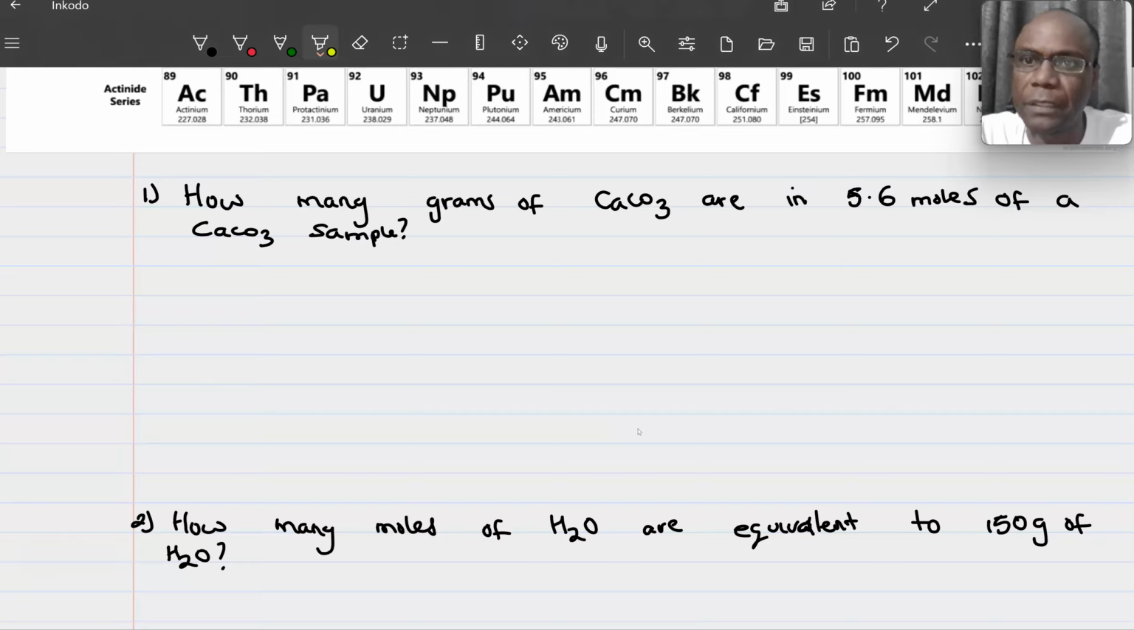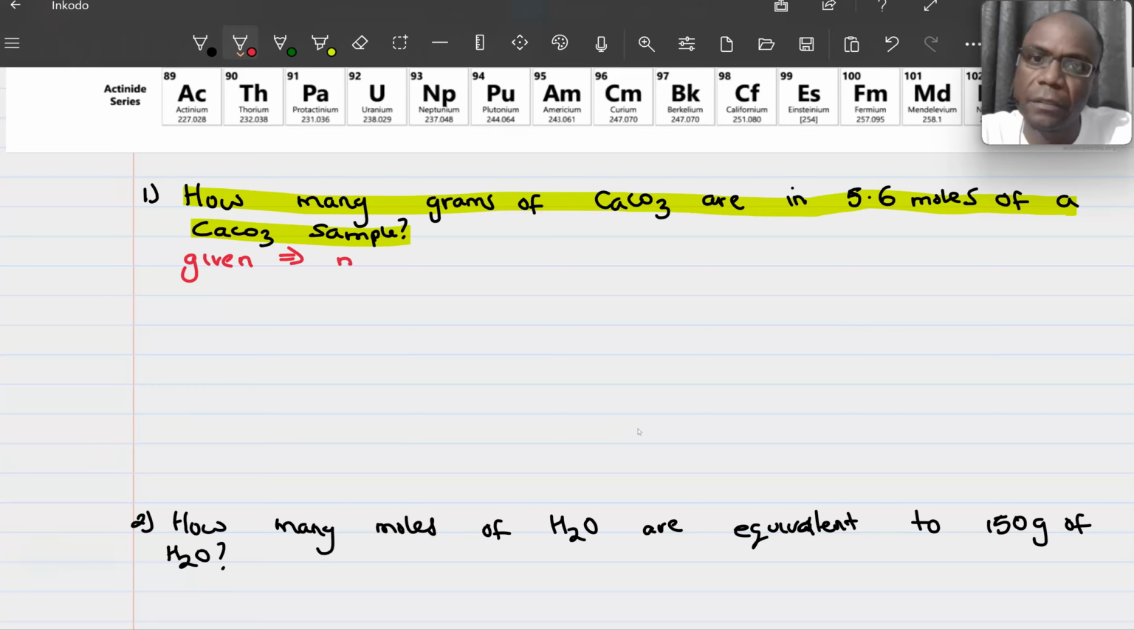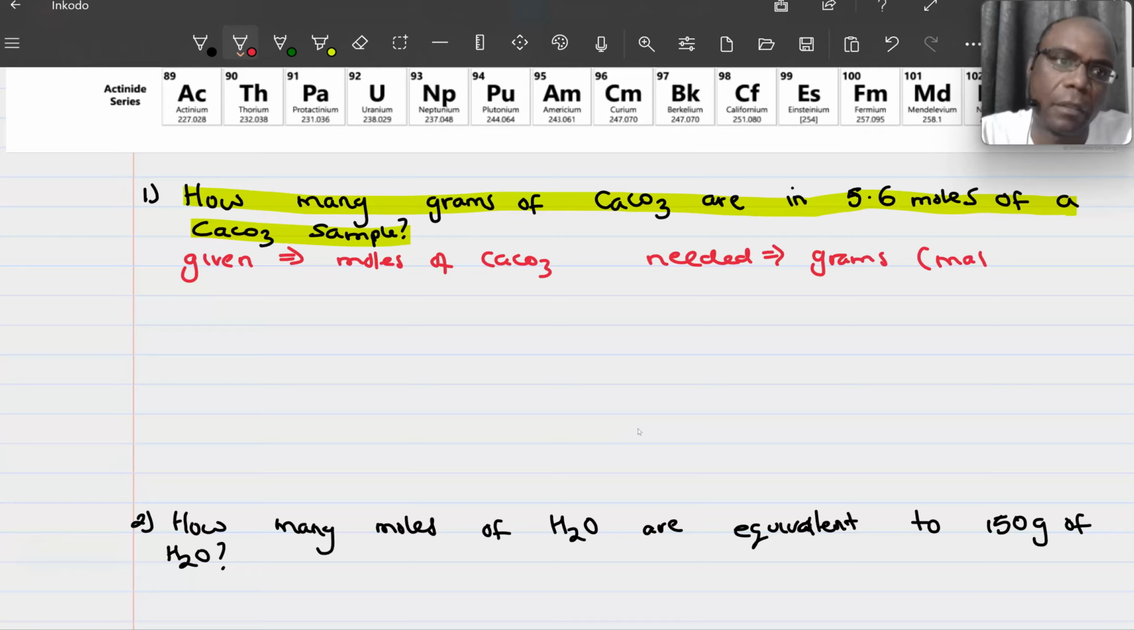So question number 1 reads, how many grams of calcium carbonate are in 5.6 moles of a calcium carbonate sample? So I can note down the given. What I'm given here is moles of calcium carbonate, and what I need, the desired answer, is going to be in grams, or mass of sample. We are going to follow our 2 steps.